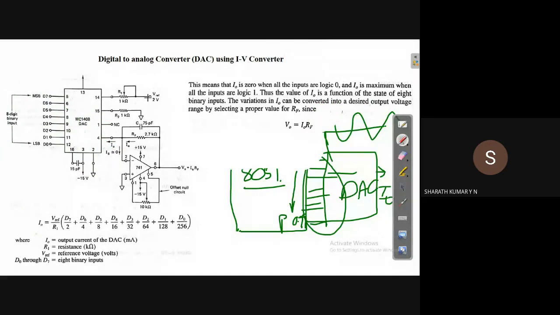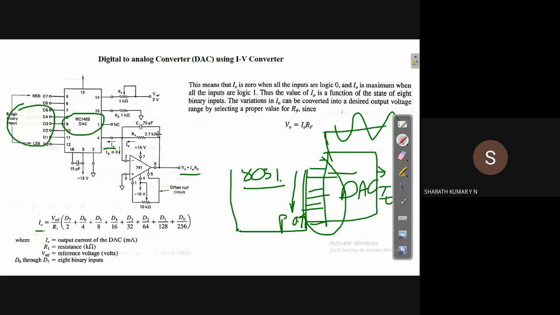So this is one of the simple applications of a current to voltage converter. The input for this DAC is 8-bit data, and the output is a current, and this current is being converted into the output voltage. The output voltage of this I to V converter is proportional to the input current, I naught. In this slide, we don't have a detailed discussion of a DAC, of course, because as I said, there is a separate chapter for that.